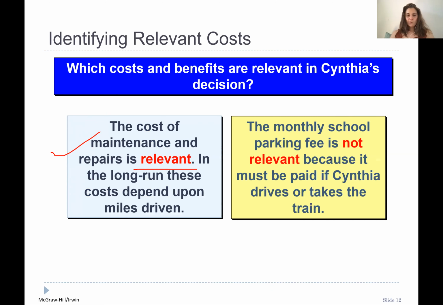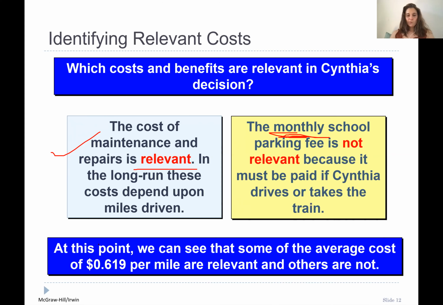The monthly school parking fees. Maybe she is visiting over there for 2 days, or maybe 1 day or 3 days, but she already paid monthly parking fees in school. So whether she goes by train or not, she already paid that. It is sunk cost. So at this point, we can see some of the average costs in this 0.619 are relevant and others are not. We already talked about that.